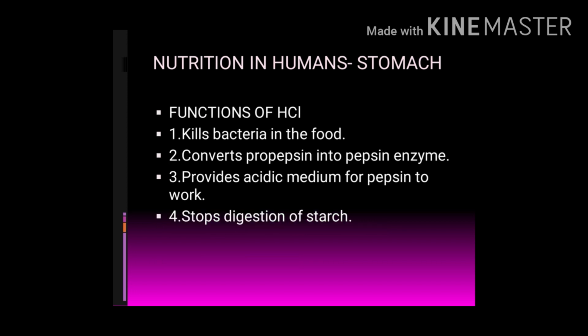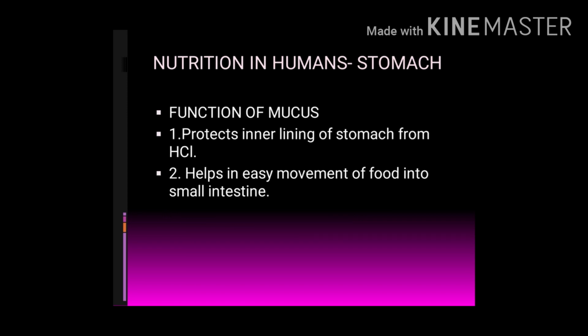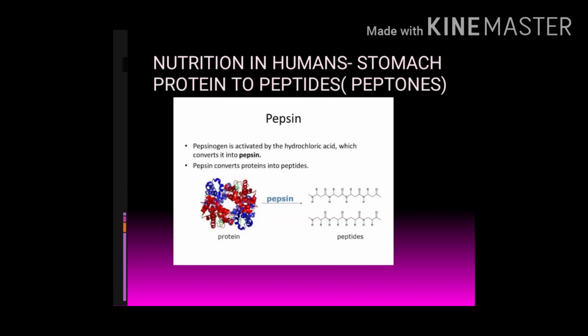Now moving on to the function of hydrochloric acid: it kills bacteria in the food, converts propepsin into pepsin enzyme, provides acidic media for pepsin to work, stops digestion of starch. Next is functions of mucus: protects inner lining of stomach from hydrochloric acid, helps in easy movement of food into the small intestine.